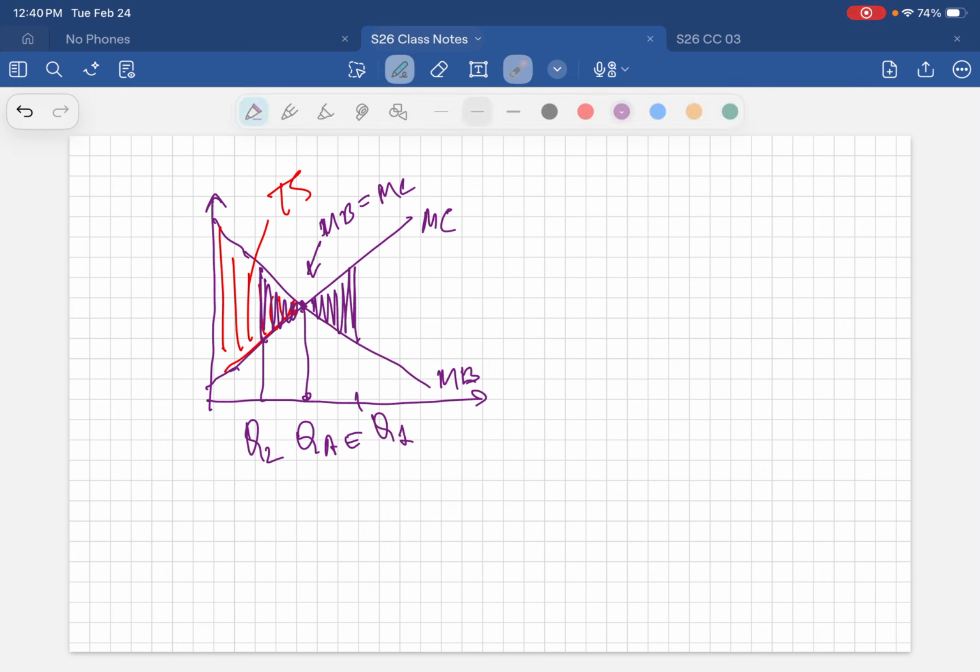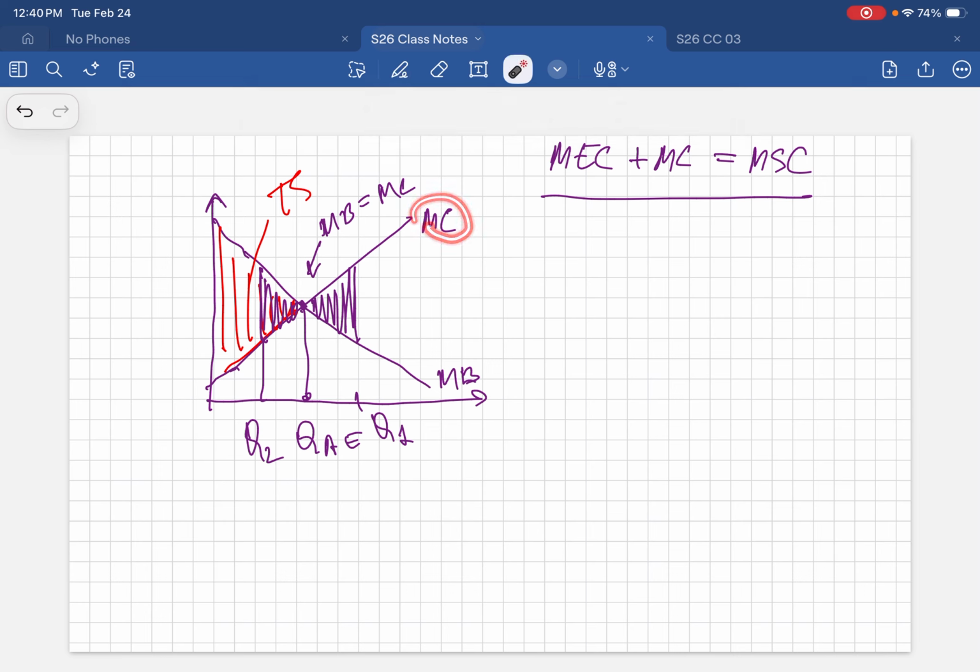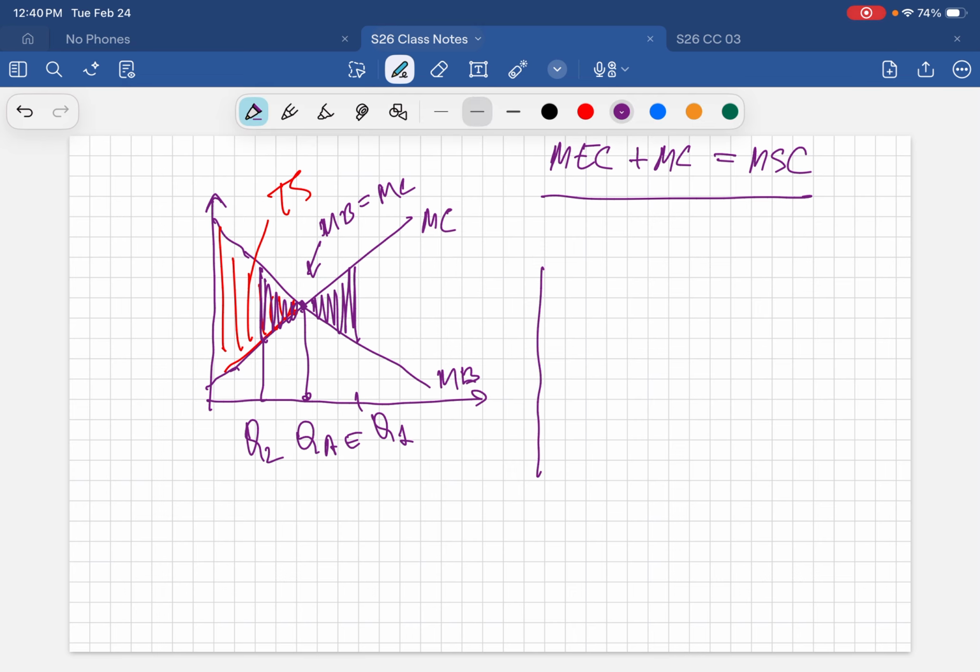Now we're going to introduce marginal external cost into this story. And in fact, from marginal external cost in combination with private cost, we're going to get marginal social cost. So we need to take these two things, marginal cost and this thing which is already on this graph, but we also need to take this marginal external cost into account. And let me draw a separate diagram for that so you don't get confused.